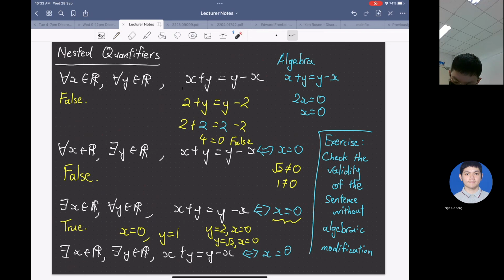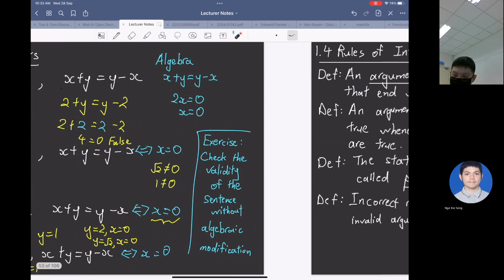How about this? There's an x in R and there's a y in R such that x equals 0. True, right? Why? What can you pick? You can pick x equal to 0 and y equal to 1 maybe. Anyone you like. Okay. So the difference between these two is you need to check for all y here. Here you need to only just pick one. Any question? No? Then we go to the next one.